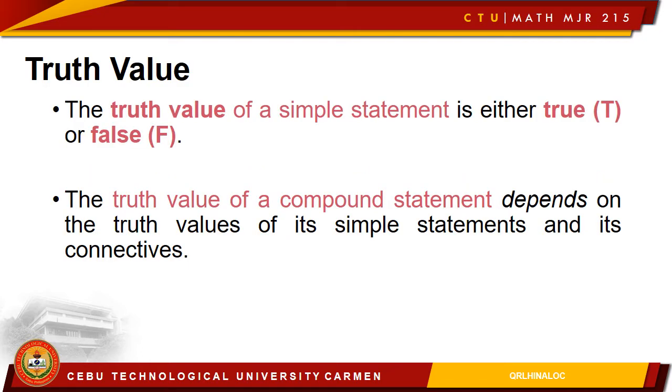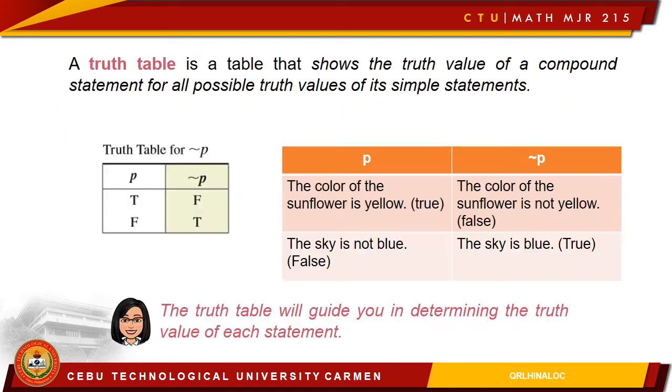So, what is a truth value? The truth value of a simple statement is either true or false. It only has two truth values: true, meaning correct, and false, meaning not correct. It cannot be true and false at the same time. And the truth value of a compound statement depends on the truth values of its simple statements and its connective.